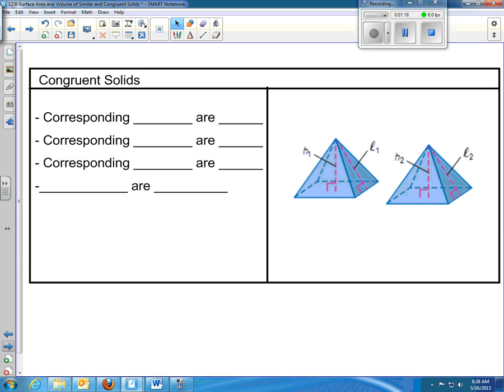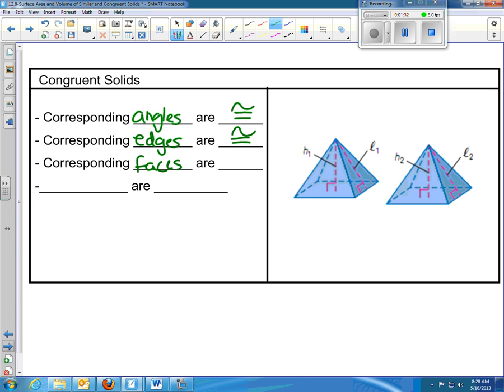All right, now let's talk about congruent solids. Congruent solids happen when corresponding angles are congruent, when corresponding edges are congruent, and corresponding faces are congruent. And the last thing that has to happen, volumes must be equal.